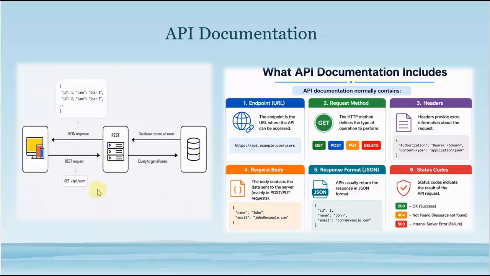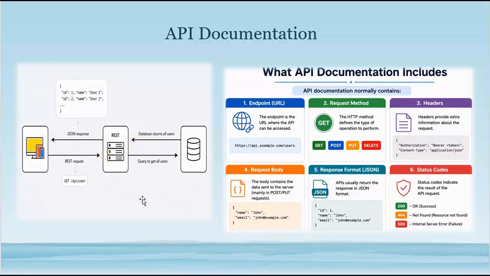Look at the image. In this diagram we can see how a REST API works in real time. First, the client, like a mobile or web app, sends a request to the server. That request goes to the API server, which processes the request. For database interaction, the server sends a query to the database to get the required data. The database returns it back to the server, and finally the API sends a JSON response back to the client.